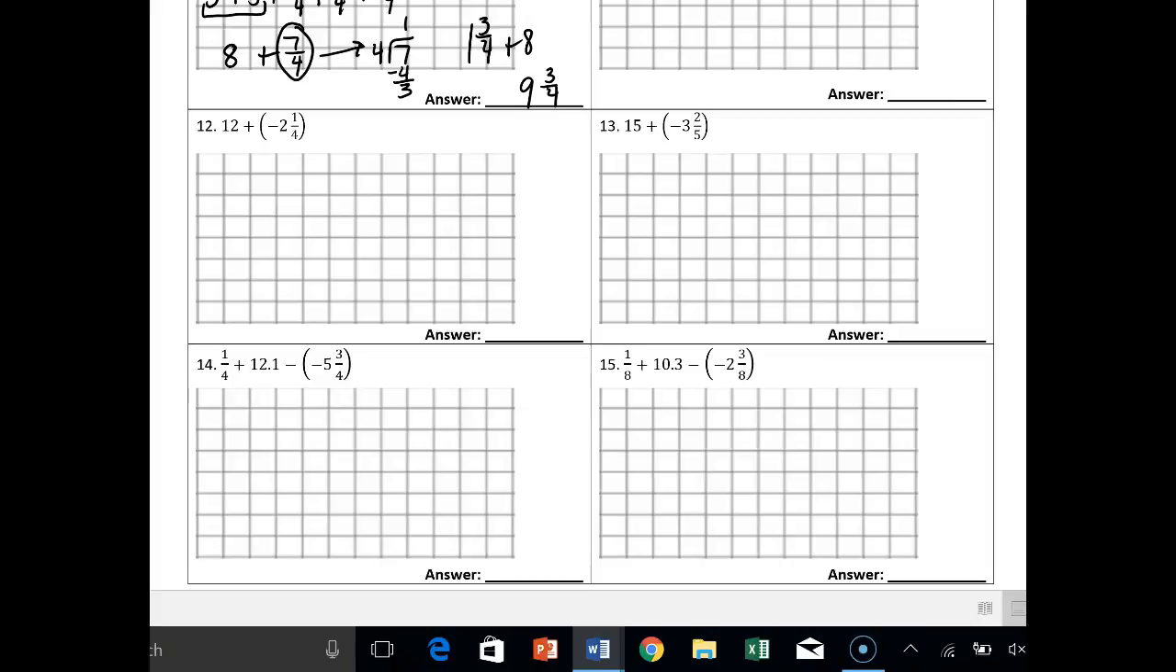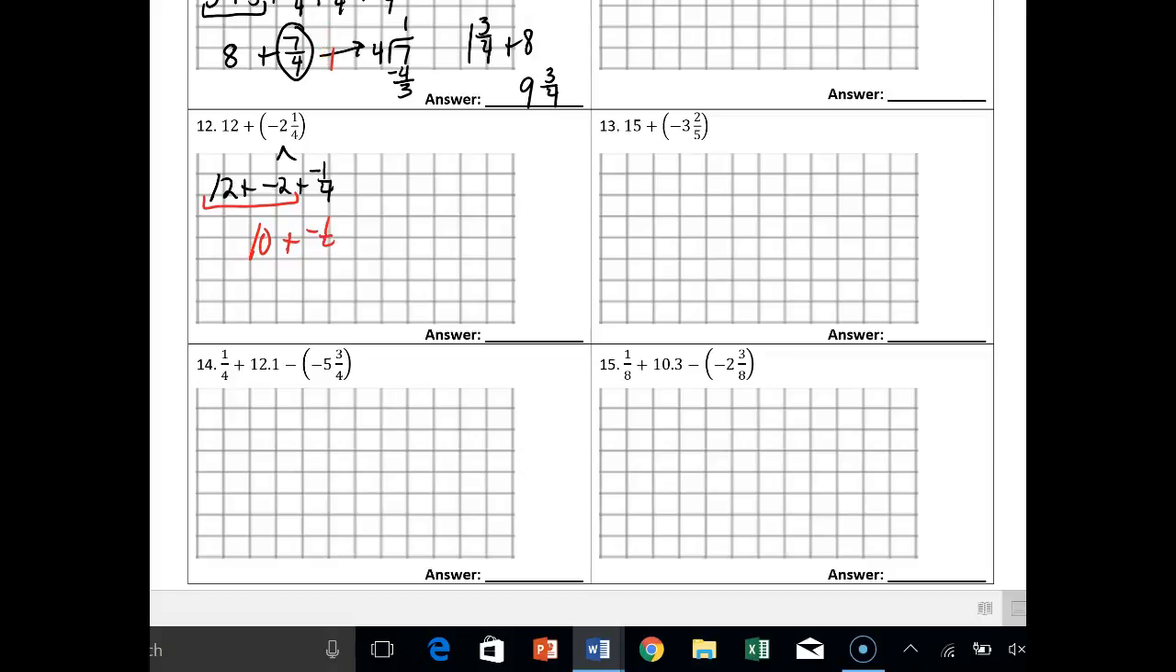Number 12 should be pretty straightforward. I'm just going to say 12 plus, let's split our mixed number here, plus -2 plus -1/4. Once I do that, I have DSSM, which means different signs subtract, keep the sign of the larger. So 12 minus 2 is 10. It's positive 10 because there's more positives. So 10 plus -1/4.